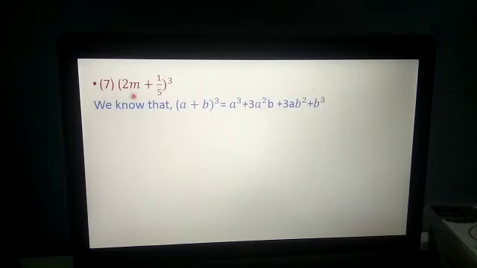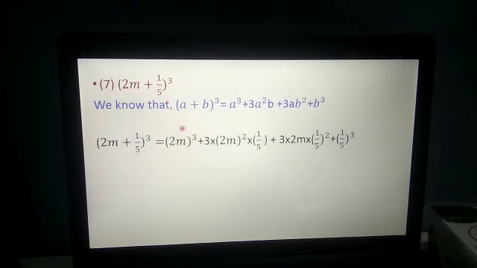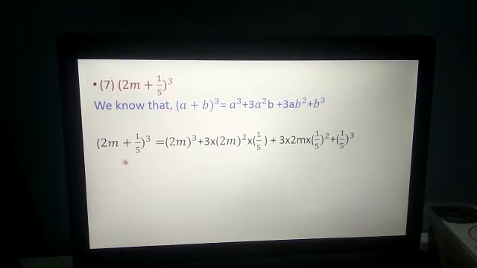So 7th sum is also (2m + 1/5)³. Again we will solve this sum by the same formula, (a + b)³ = a³ + 3a²b + 3ab² + b³. So again in this sum you can write a is equal to 2m and b is equal to 1/5. And let us proceed further.